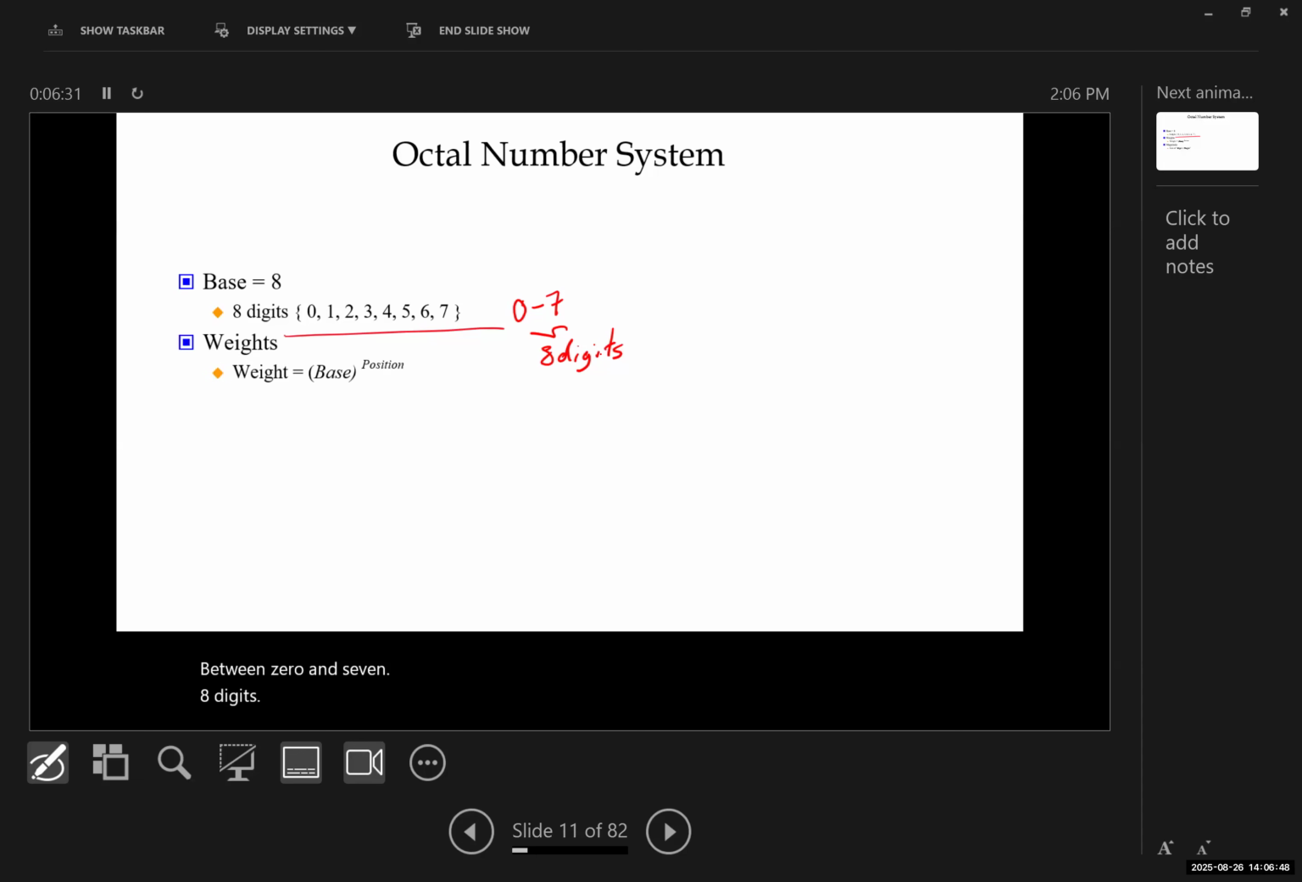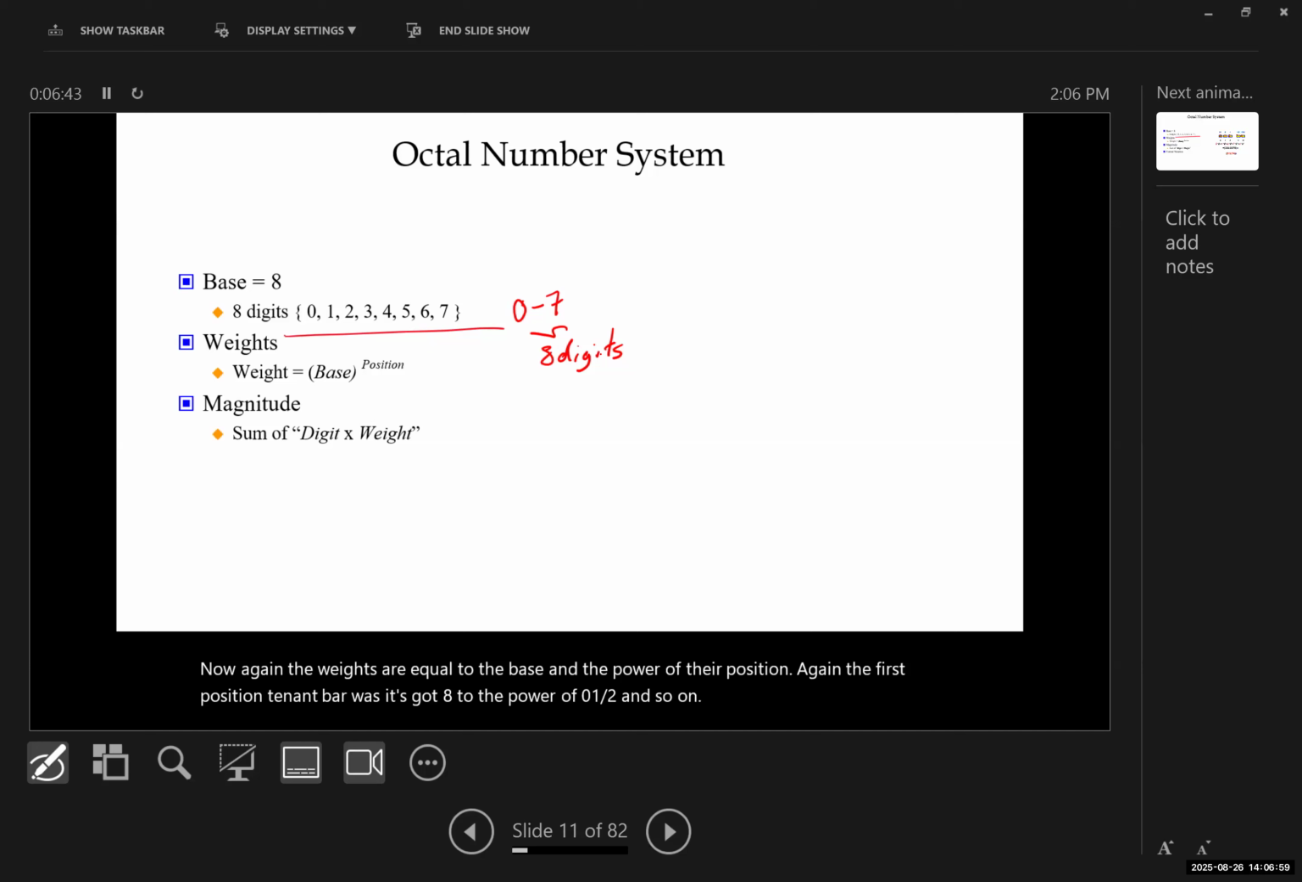Now, again, the weights are equal to the base to the power of their position. Again, the first position, 8 to the power of 0, 1, 2, and so on. And the magnitude is going to be the sum of the digit times the weight.